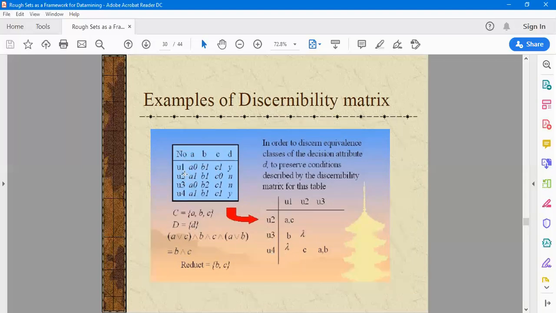If you see here U1 and U2, A is 0 and 1, it's not the same, B is 1 and 1, same, C is 1 and 0, again not the same. So what is not the same? A and C. So you mention here A and C, right? Whenever you put gamma, it means all the attributes are not the same. Clear? So this is how you create the discernibility matrix.